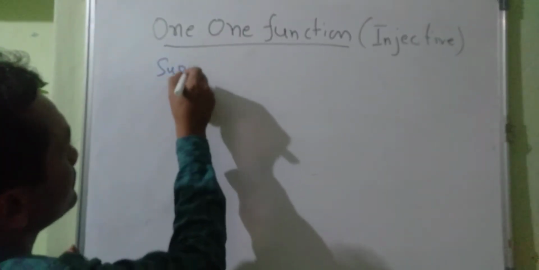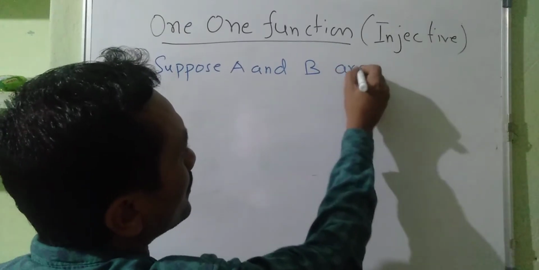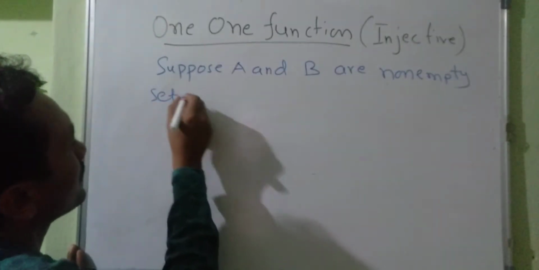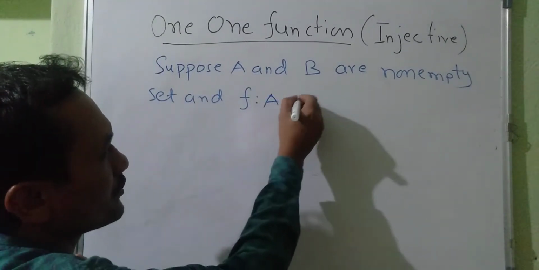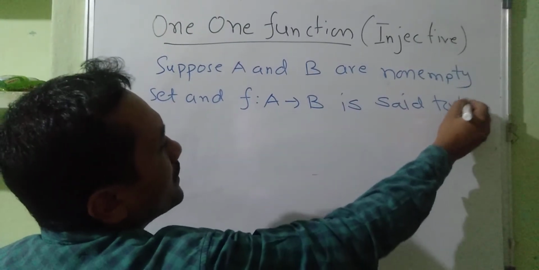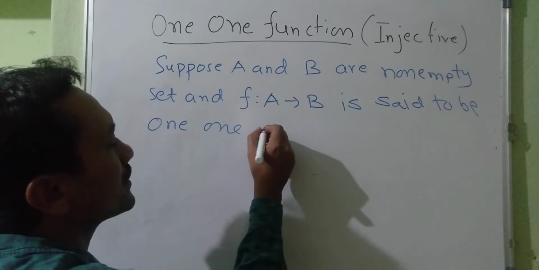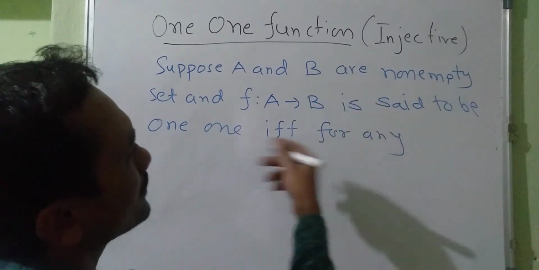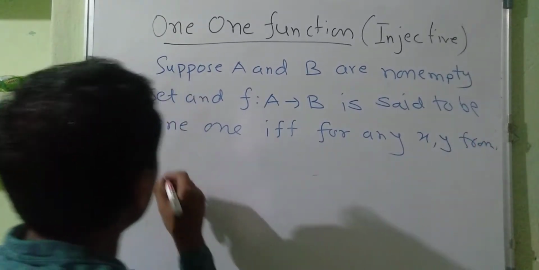Suppose A and B are two non-empty sets, capital A and B. And F is a mapping from A to B. It is said to be 1-1 if and only if for any two elements, we can take any two elements x, y from A.